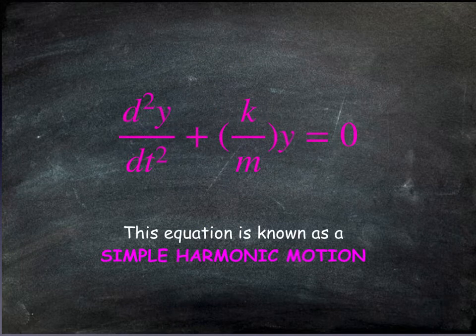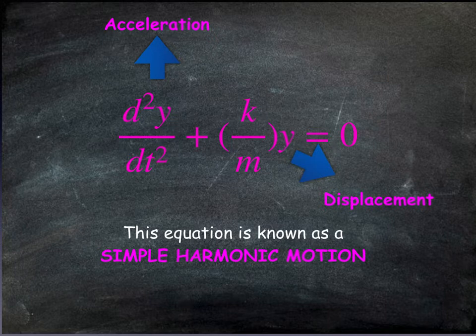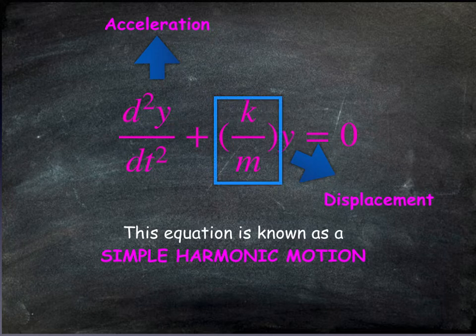This equation describes what we call a simple harmonic motion. As a matter of fact, any equation that encompasses acceleration plus a constant times the displacement equals 0 always describes a simple harmonic motion. But what makes this equation uniquely tied to our oscillating spring is this constant that is highlighted. That is the spring constant divided by the mass of the oscillating object. We will see how this constant plays an intricate part in the solution of this equation.